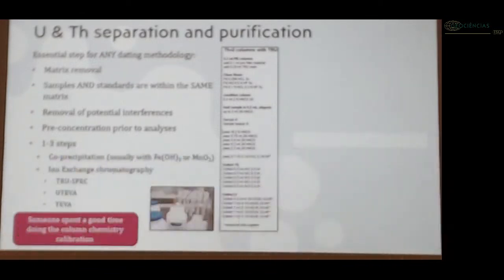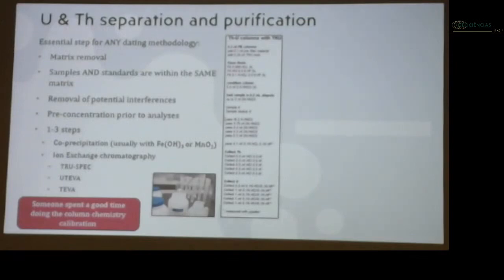And separating uranium and thorium is easy, but it takes a little bit of work. So we make sure that the samples and the standards that we're using are exactly in the same matrix. It also helps us to remove potential interferences that we might have. It also allows us to pre-concentrate the sample. If the sample is dissolved in 10 milliliters of acid, we can probably just have it in 1 or 2 milliliters.